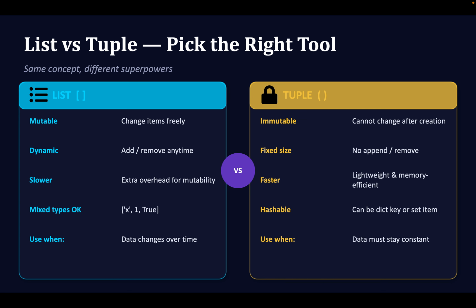And a list can be used when data changes over time. Unlike lists, tuples are immutable. That is, you cannot change after creation. You can use a tuple when things are fixed, and also fixed size. No append or remove can be performed. It is lightweight and memory efficient, and it can be used as a dictionary key or set item. Its usage is when data must be constant and no alteration is required. In such tasks you can use tuples.